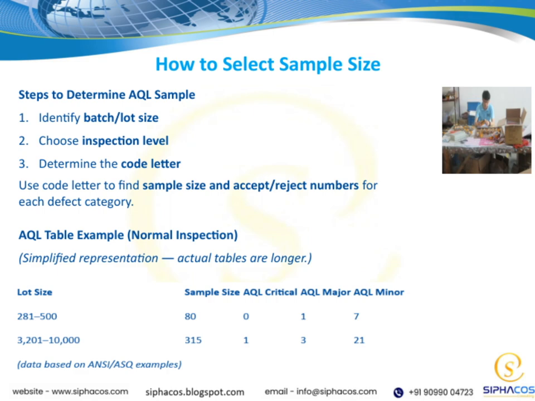Here, I want to emphasize that this process helps ensure consistency and objectivity in your quality control. And as you can see in this simplified example of the AQL table for normal inspection, each code letter corresponds to specific sample sizes and limits, making your decision process clearer and more standardized. Remember, choosing the right sample size is crucial for balancing inspection costs with the level of quality assurance you need.